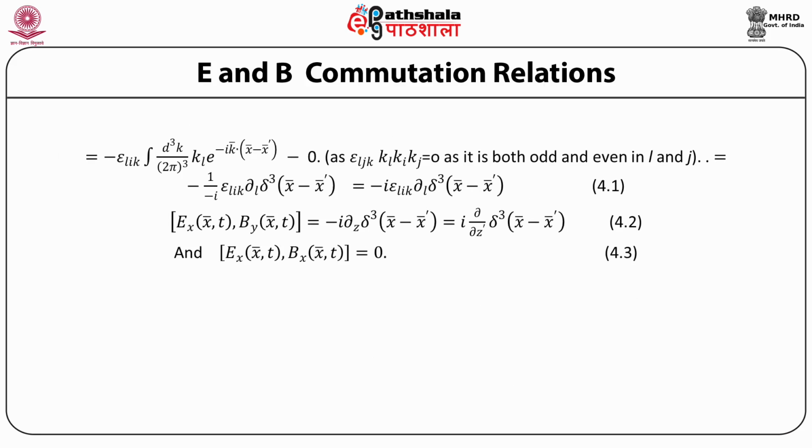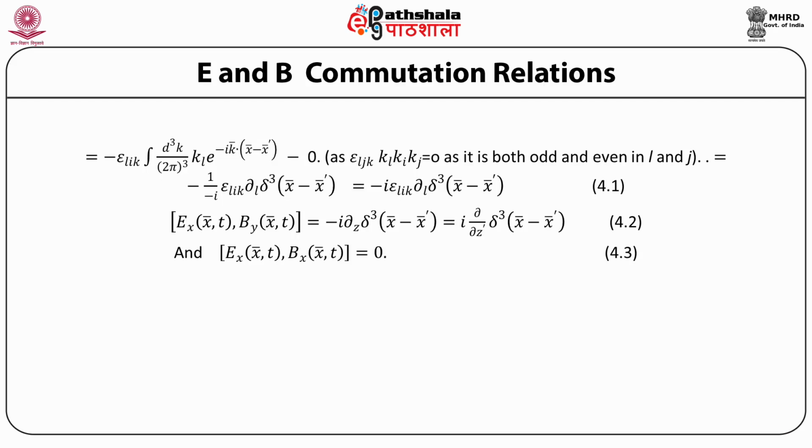Now this is also equal to exponential minus i l k into the integral over d^3k by (2π)^3 into k_l into exponential minus i k·(x minus x') minus 0. As ε_ijk k_l k_i k_j is equal to 0, as it is both odd and even in l and j, we get the result that this is equal to 1 over minus i ε_lik ∂_l δ^3(x minus x') into minus i ε_lik ∂_l of δ^3(x minus x').